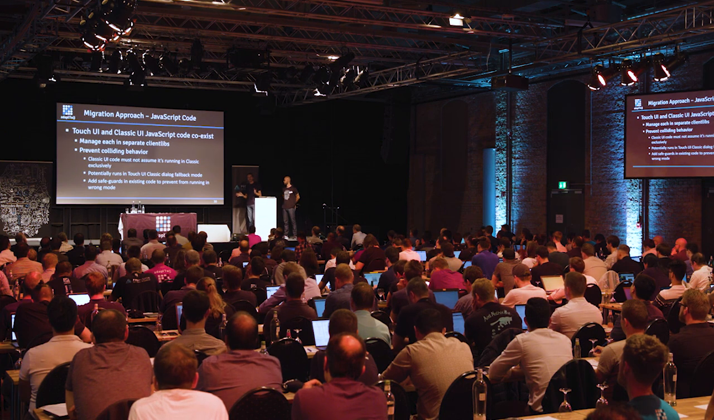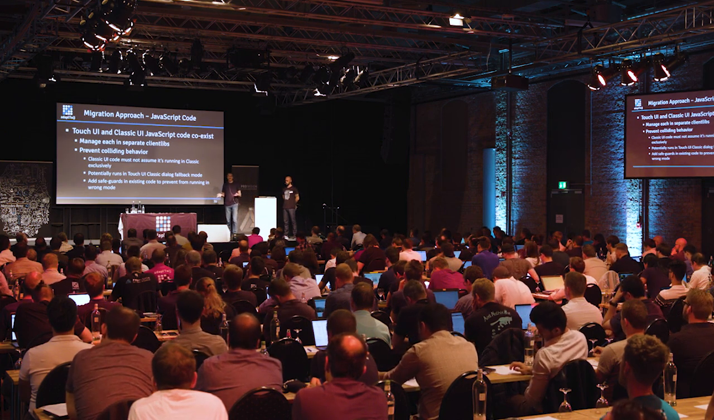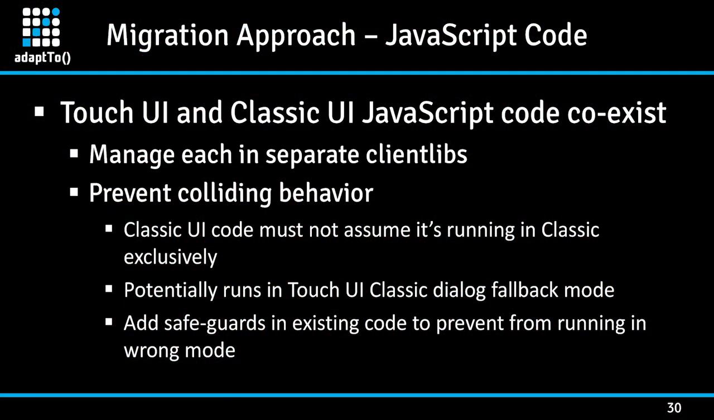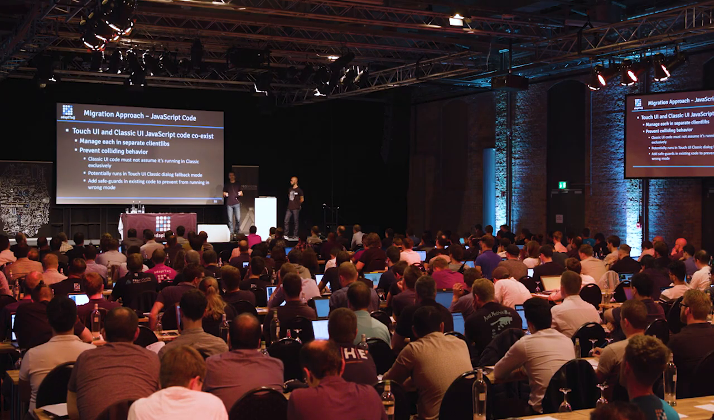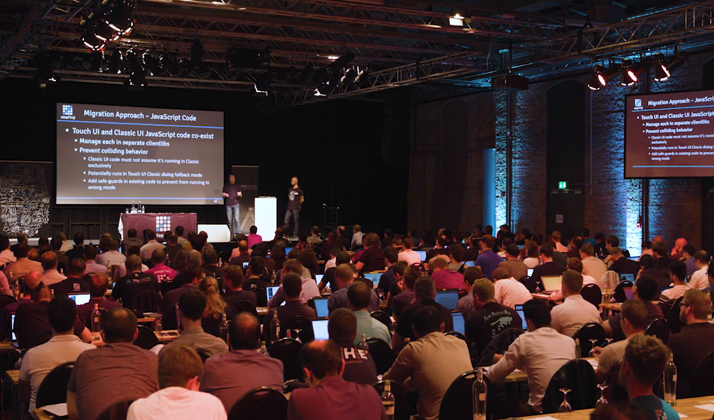Although we have cleanly separated that, we also identified that we had classic UI client libraries that obviously, because they're created in a time where only Classic was around and only Classic was used, they assume a particular context. They assume they are always running in Classic UI. And this might lead to problems if those scripts get rendered in the TouchUI interface. And how could this happen?